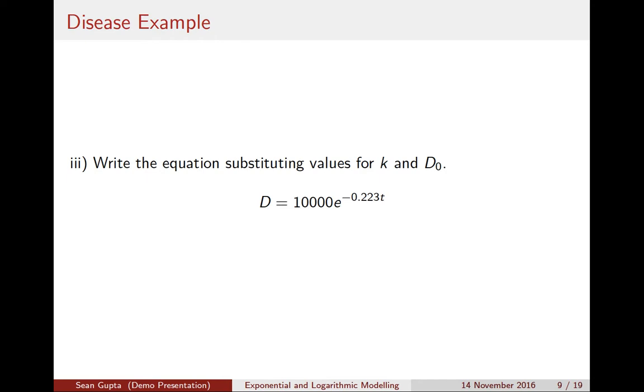Write the equation substituting in those values. We have d as 10,000 times e to the minus 0.223t. All right, not too bad. What does this mean? Well, 10,000 people start having the disease, and as time goes on, if we plug in t equals 1 or t equals 2 or t equals 10, essentially e to the minus this expression will be less than 1. So overall d will be less than 10,000. This is why we have exponential decay.